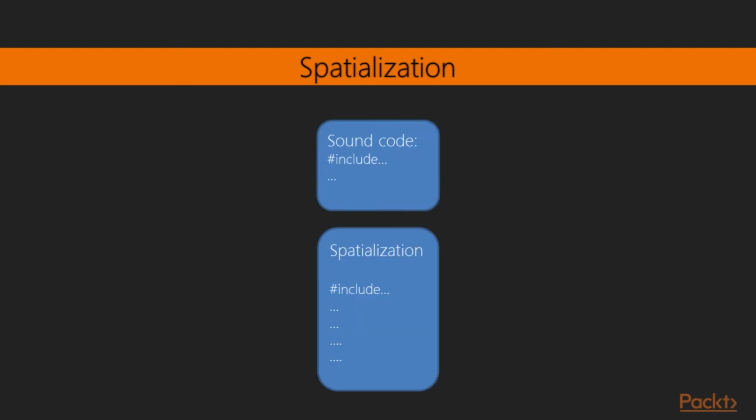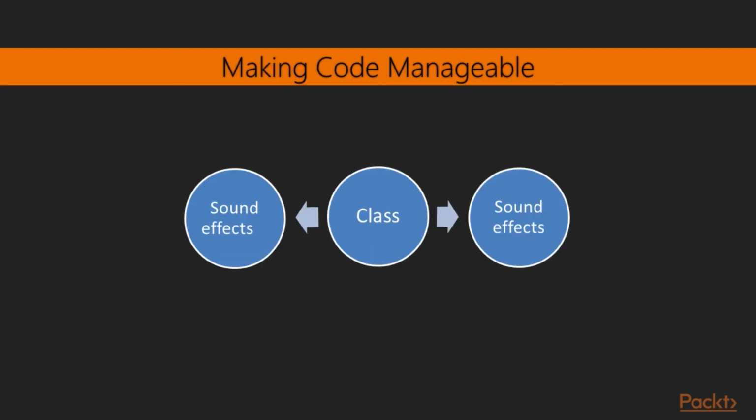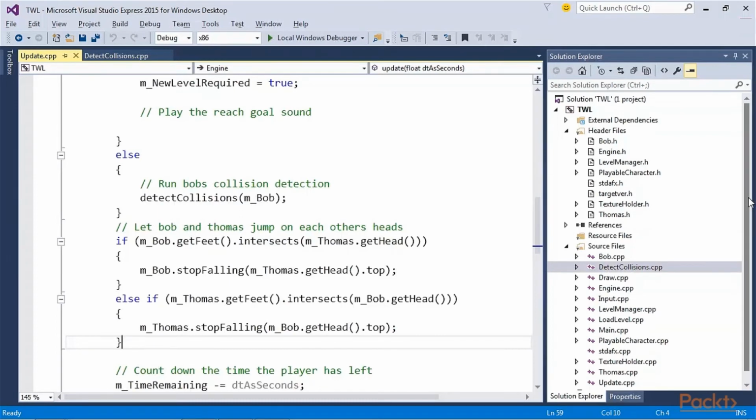Now consider that with spatialization, it's going to get longer still. To keep our code manageable, we will code a class to manage the playing of all of our sound effects. In addition, to help us with spatialization, we will add a function to the engine class as well, but we will discuss that when we come to it later in the section. Let's get started by coding and examining the header file.